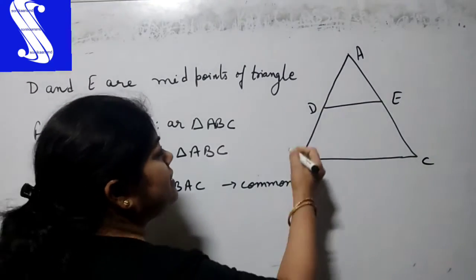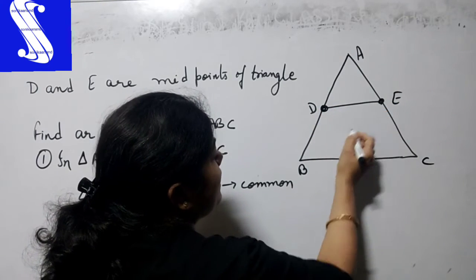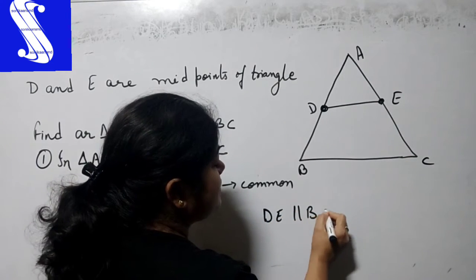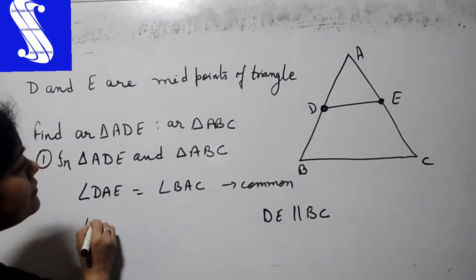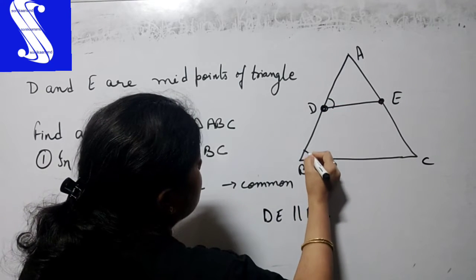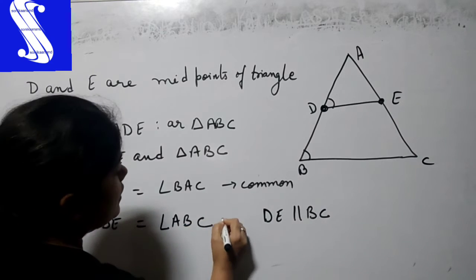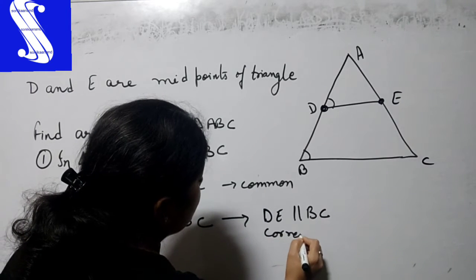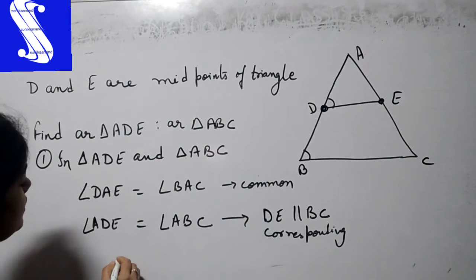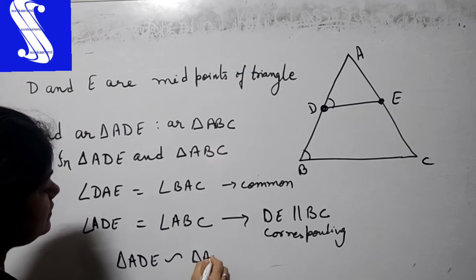Now, as D is midpoint of this side and E is midpoint of this side, so this line is parallel to BC. That means DE is parallel to BC. So angle ADE, that means this angle is equal to this angle because they are corresponding angles. Okay? Because they are corresponding angles. So in this way, these two triangles are similar to each other. Triangle ADE is similar to triangle ABC.